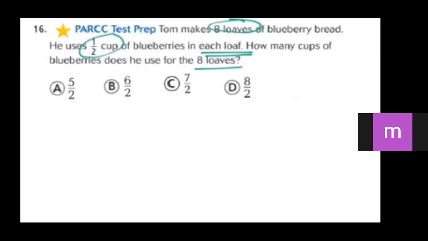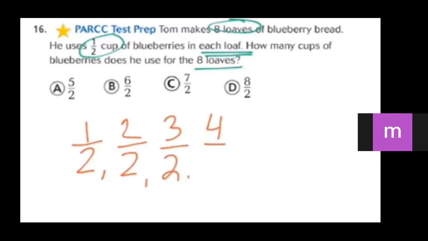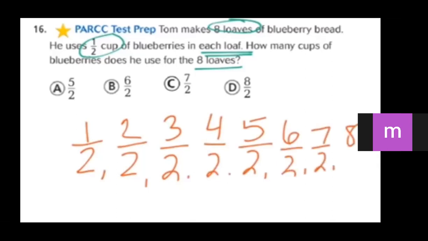Well, he uses a half a cup for each loaf. So a half a cup for the first one, a half a cup for the second one, a half a cup for the third one, a half a cup for the fourth one, and the fifth, and the sixth, and the seventh, and the eighth. So when we keep adding those half cups, we're really just finding our multiples of our fraction. So the first cup he uses 1/2, then he uses 2 halves, then 3 halves, then 4 halves, then 5 halves, 6 halves, 7 halves, and 8 halves.